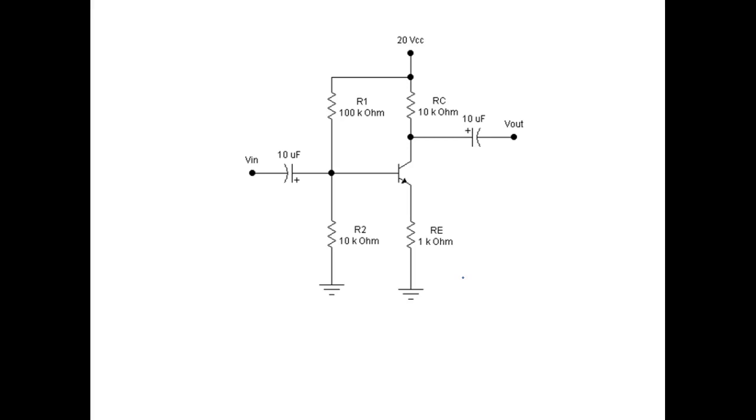What we need is the ability to bring a signal in without affecting this bias right here. So one of the things we can do, as a general rule, is that capacitors block DC.